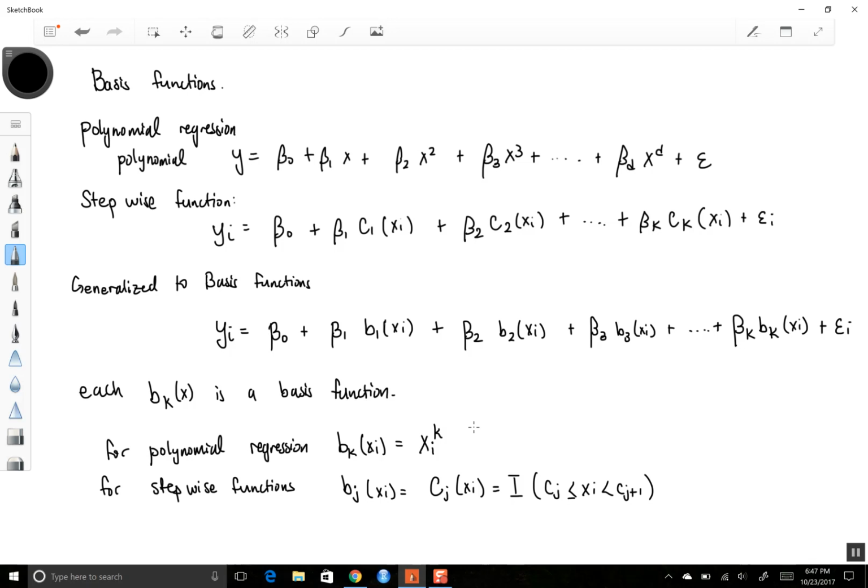So we'll take a look at an idea of what we can call a regression spline, starting with a piecewise polynomial. This is a form of a basis function to generalize the relationship, to say that polynomial regression and stepwise functions can be seen as just a specific case of using a basis function.